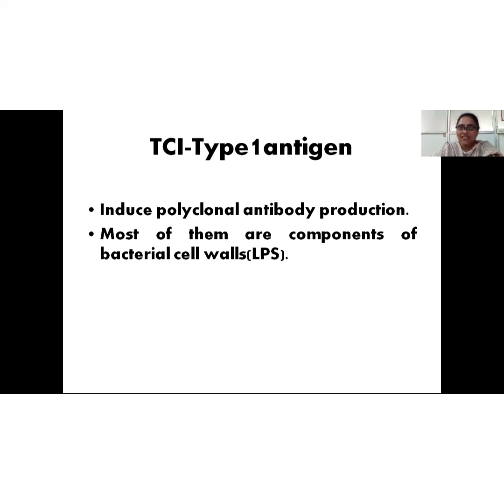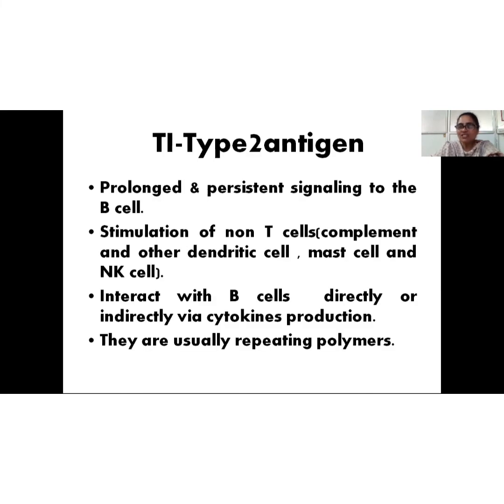When B cells of different lineages can produce antibodies, it's just mitogenic in nature. They will just multiply and produce antibodies. These kinds of antibodies are produced by type 1 antigen, that is T cell independent type 1 antigen. The example of this type 1 T cell independent antigen is lipopolysaccharide, that is, usually components of the bacterial cell wall.